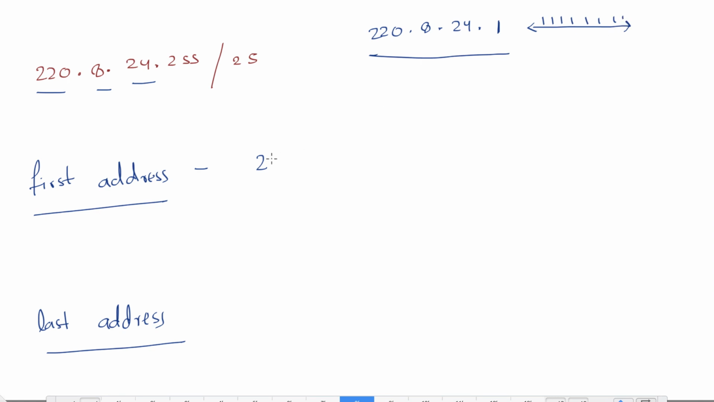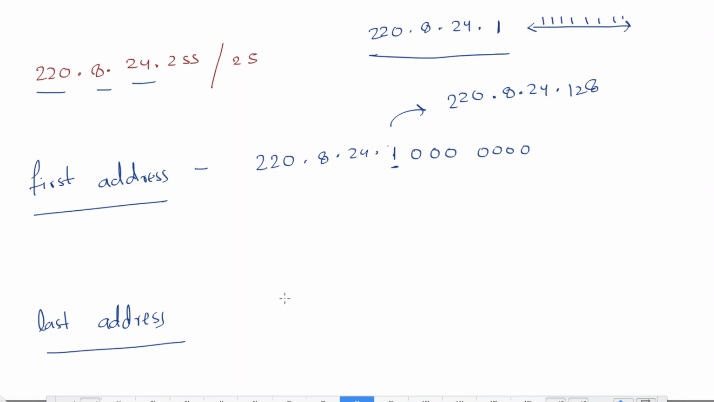So for the first address you will say 220.8.24, and the first bit 1 is fixed. I'm writing in binary, then I will convert it to decimal, and everything else is 0. So 7 zeros, 3 zeros, and then 4 zeros. This is how you need to find out the first address. If you convert everything into decimal, it will be 220.8.24.128, since it is 2 power 7, which is 128. I hope you got the idea. This is the first address that is possible.